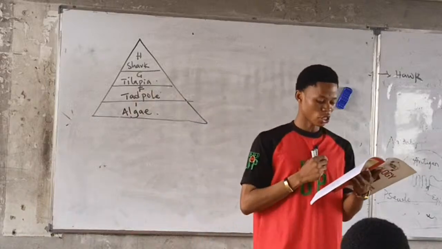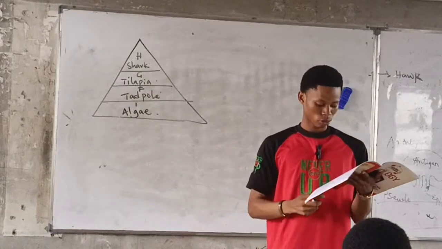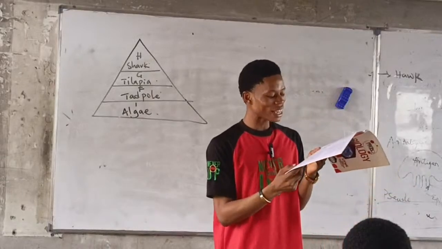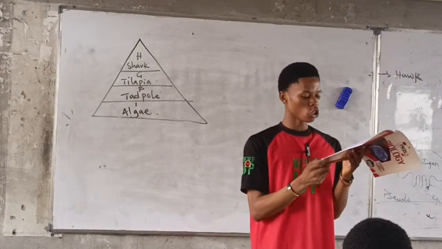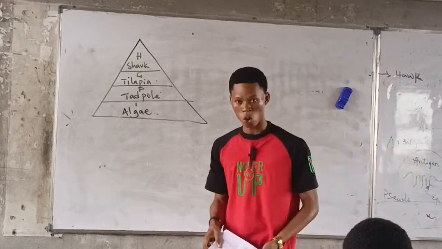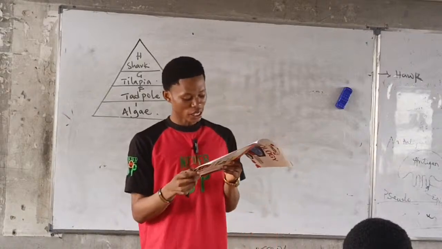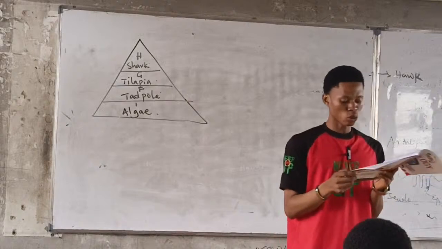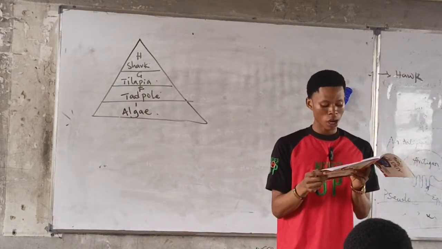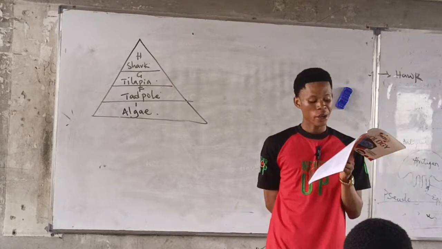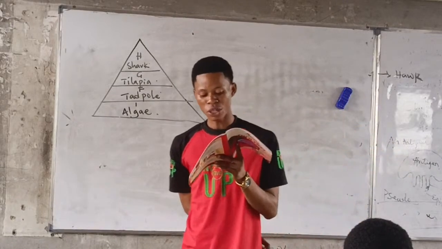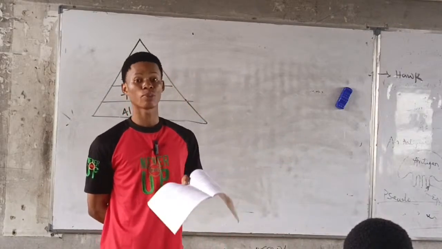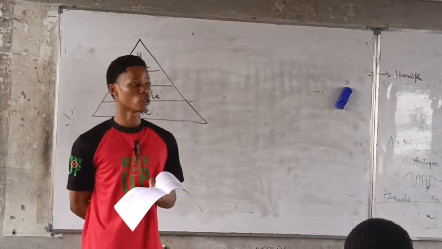Another question, let me read it out. At which trophic level would the highest accumulation of a non-biodegradable substance occur? I read it again. At which level would the highest accumulation of a non-biodegradable substance occur? A. Primary producers. B. Tertiary consumers. C. Primary consumers. D. Secondary consumers. So what's the answer and what are your reasons?